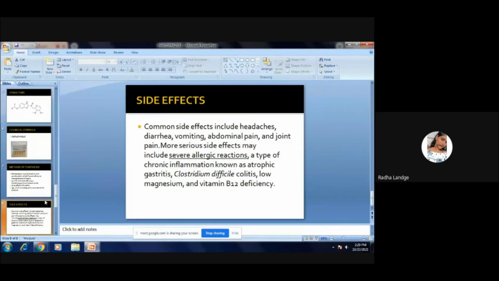Its side effects are headaches, diarrhea, vomiting, abdominal pain, and joint pain. More serious side effects may include severe allergic reactions.